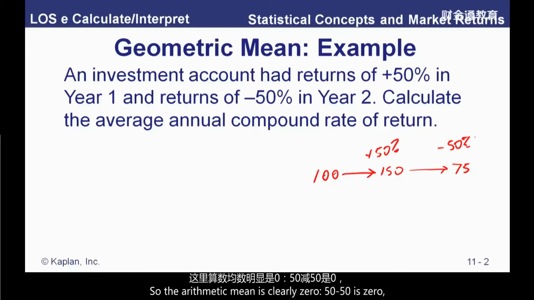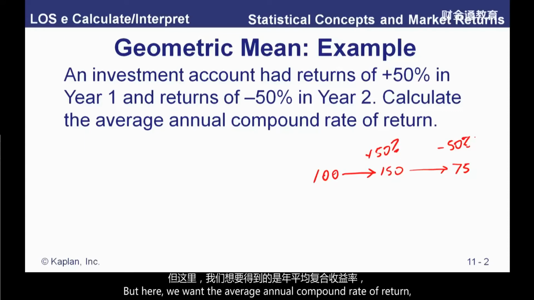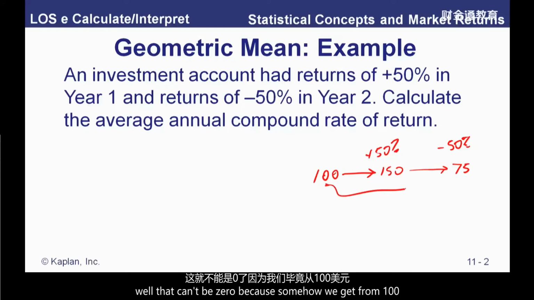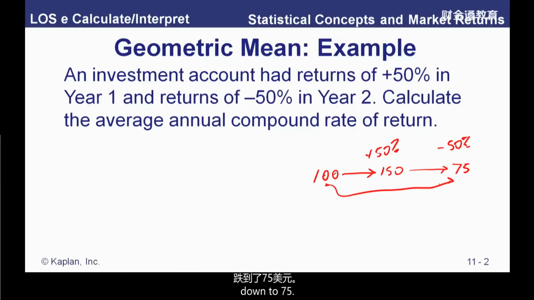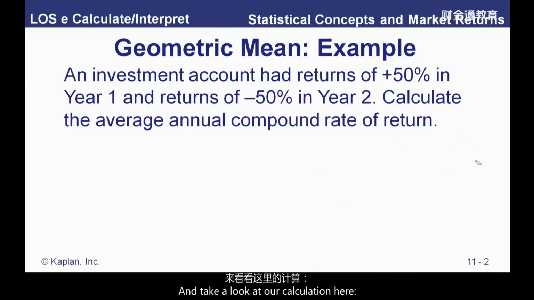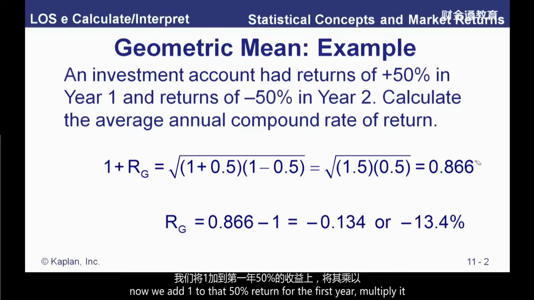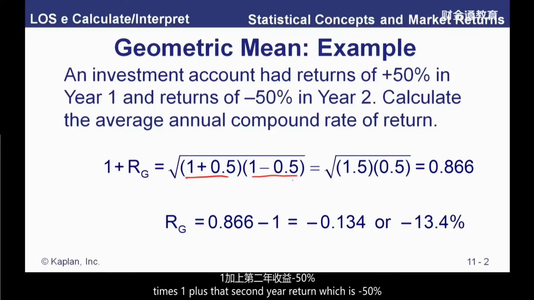So the arithmetic mean is clearly 0. 50 minus 50 is 0, divided by 2 is 0. But here we want the average annual compound rate of return. Well, that can't be 0 because somehow we get from 100 down to 75. And take a look at our calculation here. Now we add 1 to that 50% return for the first year, multiply it times 1 plus the second year return, which is a minus 50%. And since we have 2 years return, we need to take the square root of that, and we get 0.866. Well, we need to subtract 1, and so we find out that the compound annual return has been minus 13.4%.